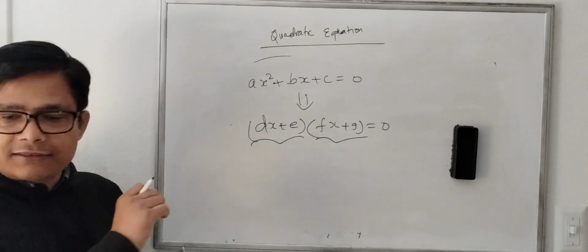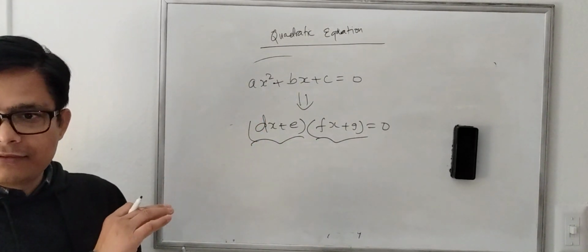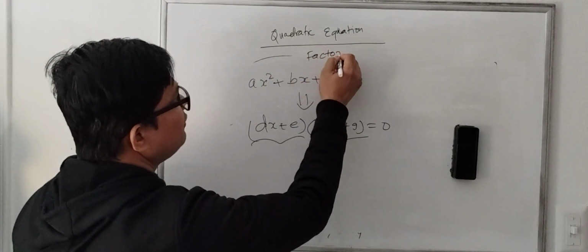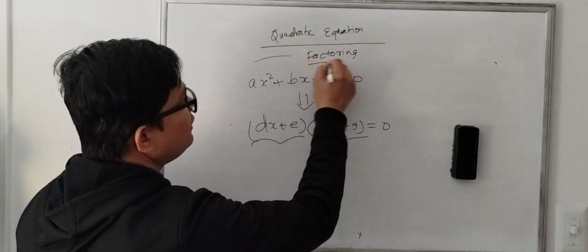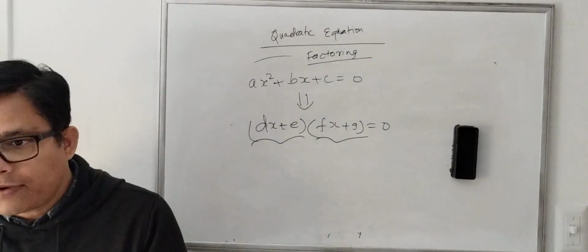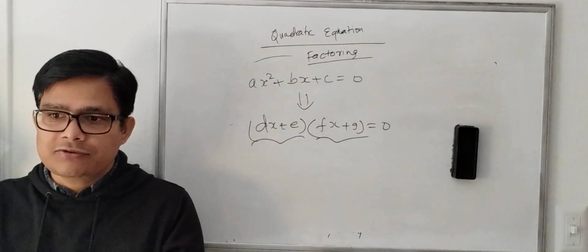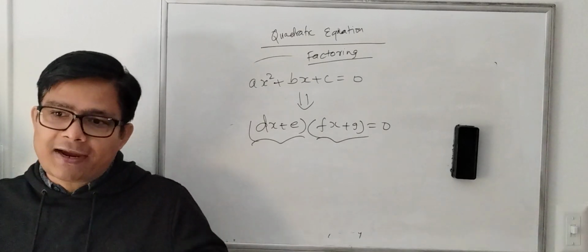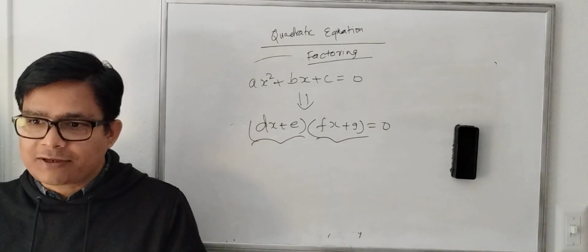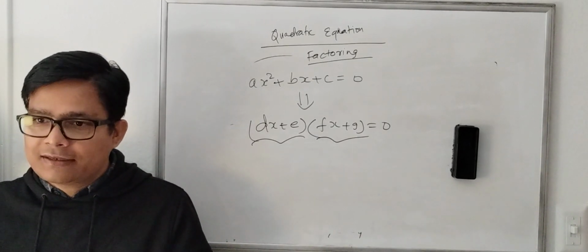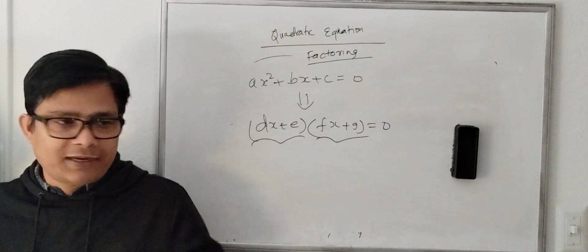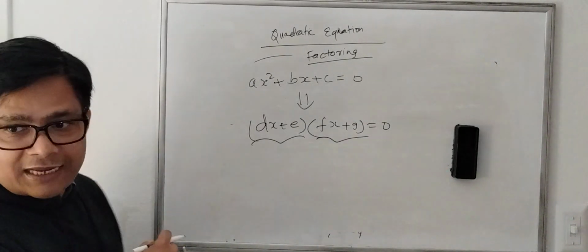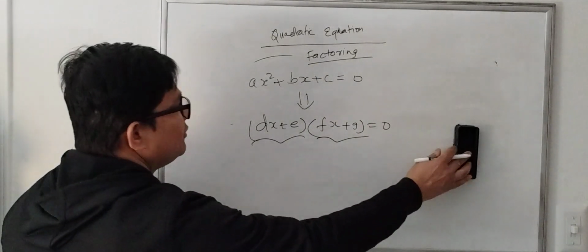So now you understand why it's called factoring. So this is called factoring. Factoring is an approach to convert quadratic equation into multiple of two linear equations to find the solution for the equation, because solving a linear equation is very simple, as we saw in previous example. So now let's try some example.